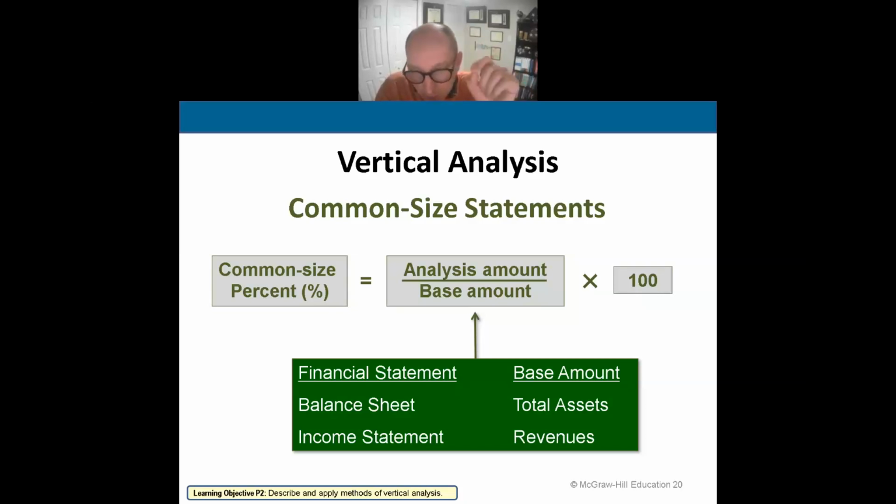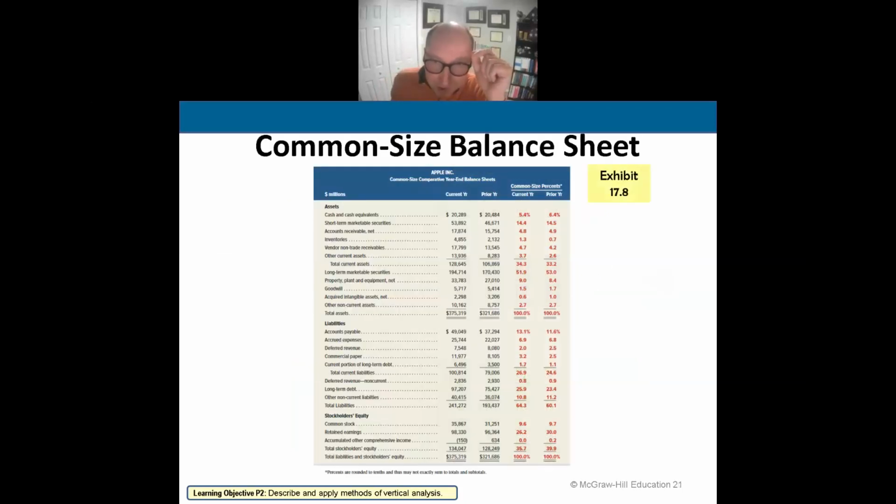On the balance sheet, we take every line item. Each line item individually is the analysis amount. So if I go cash amount, that's my analysis amount. So cash amount divided by total assets times 100 gives me the percentage for cash. So I'll show you what each of this looks like right here.